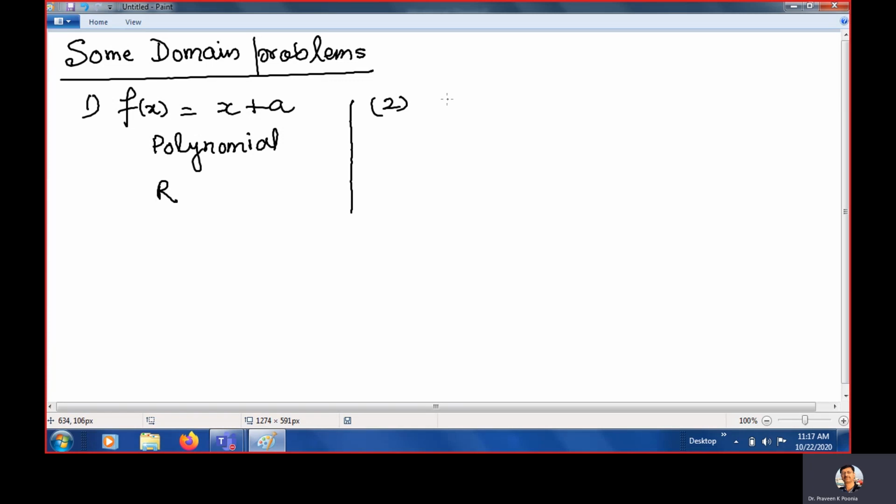if I write the question f(x) equals 1 upon x plus a, clear, then what is the domain? The domain will remain same. Only what you need to look here is you need to subtract one number that makes this equal to 0. If some number makes this equal to 0, then you need to remove it. And what is that number? Minus a. Clear? So this is the domain of this function.